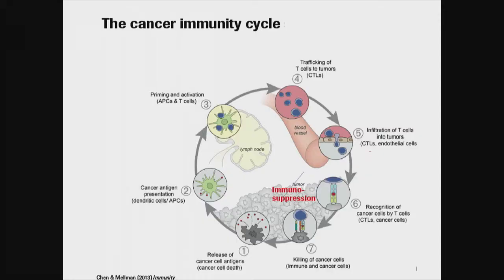Now, within cancer, there's always been a dedicated group of people working within this cancer immune area. We know from a lot of research that there is a release of cancer cell antigens by cancer cells, particularly when the cancer cells die. And then these are presented to dendritic cells, antigen-presenting cells. And then you get priming and activation of T cells, trafficking of the T cells to the tumour, infiltration of T cells into those tumours, recognition of cancer cells, and then killing of those cancer cells. And that's what happens with immune surveillance.